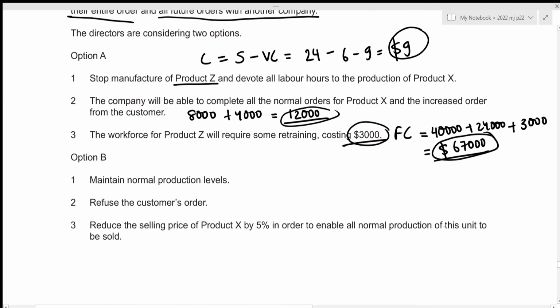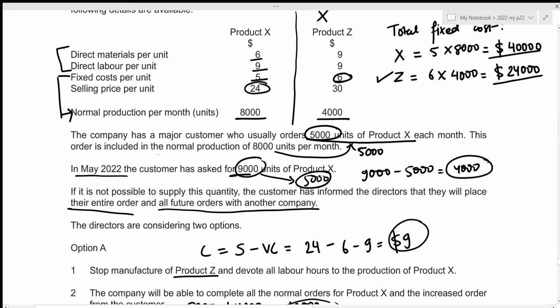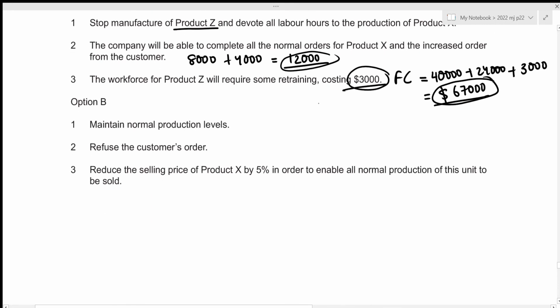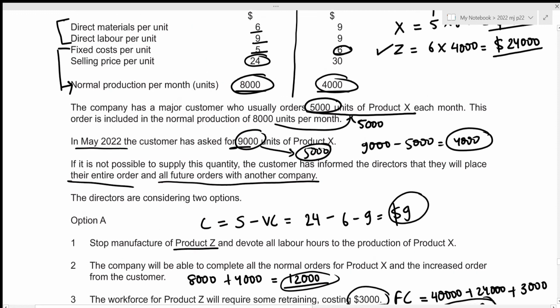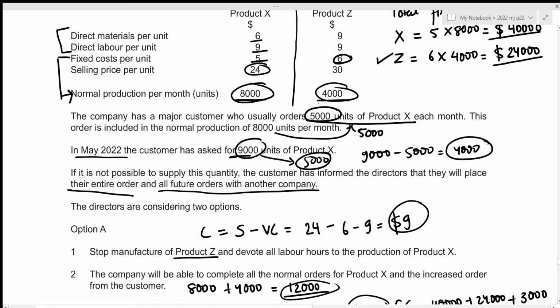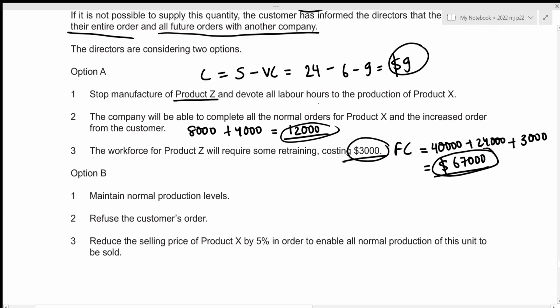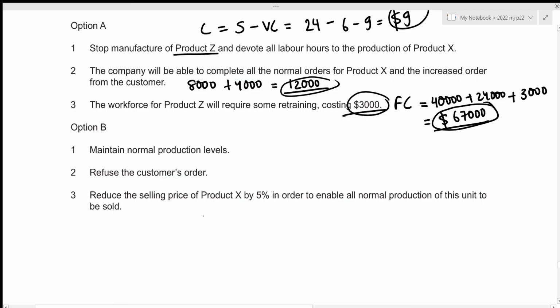Now we move towards figuring out the profit for option B. So let's have a look at our option B. We need to maintain normal production levels. So we were given above the normal production level for product X is 8,000 units, and for product Z, that's 4,000 units. Okay, and we refuse the customer's order, meaning that we stick to our normal level of production of 8,000 for product X and 4,000 for product Z. Then we also reduce the selling price of product X by 5% in order to enable all normal production of this unit to be sold.